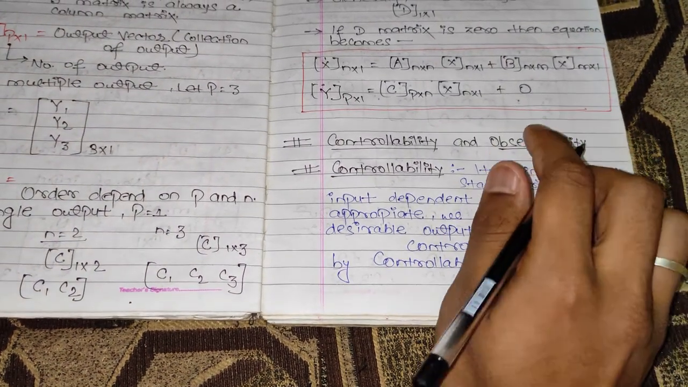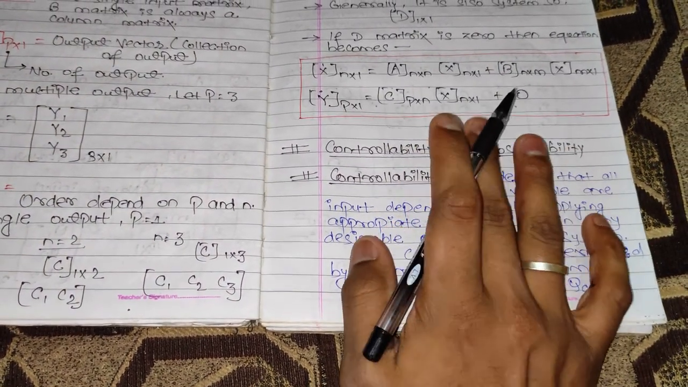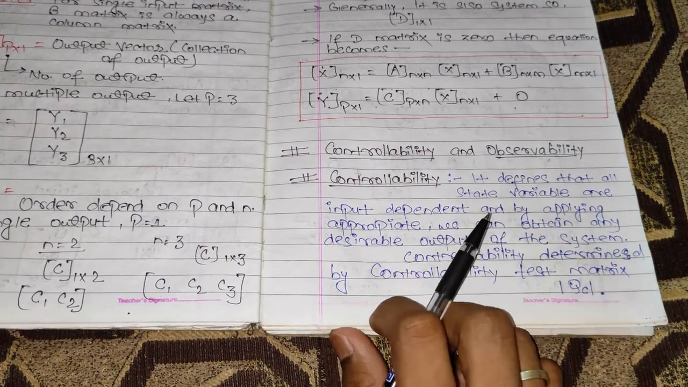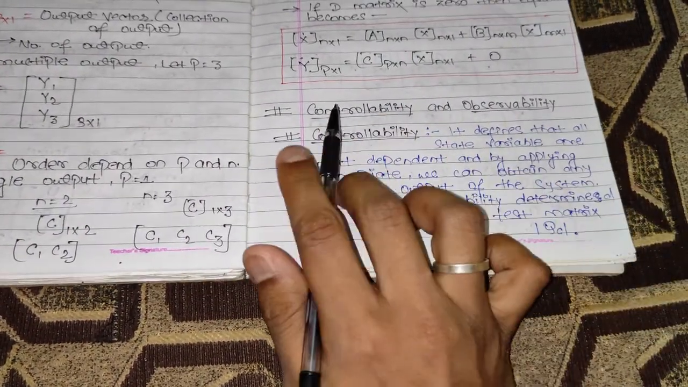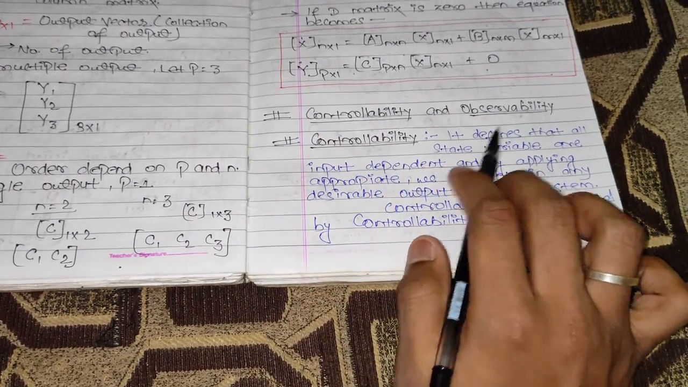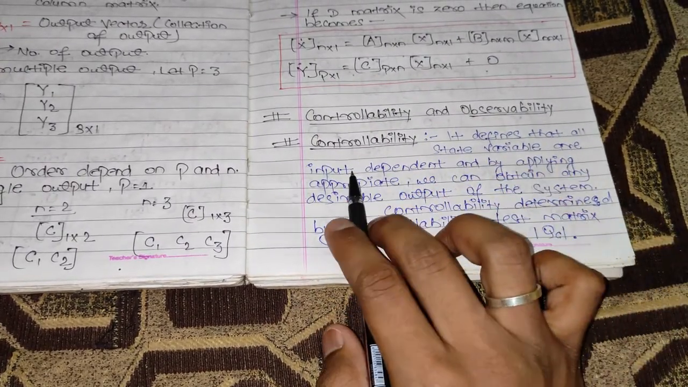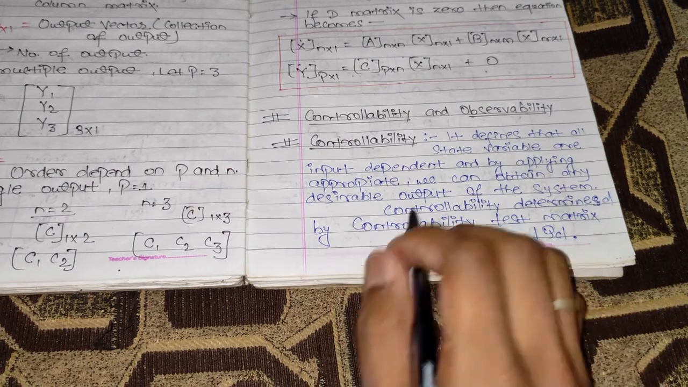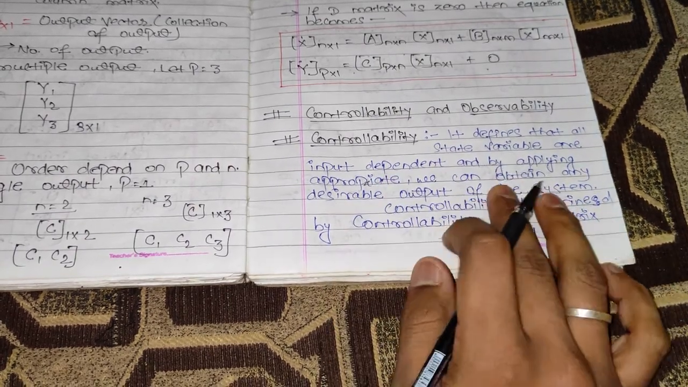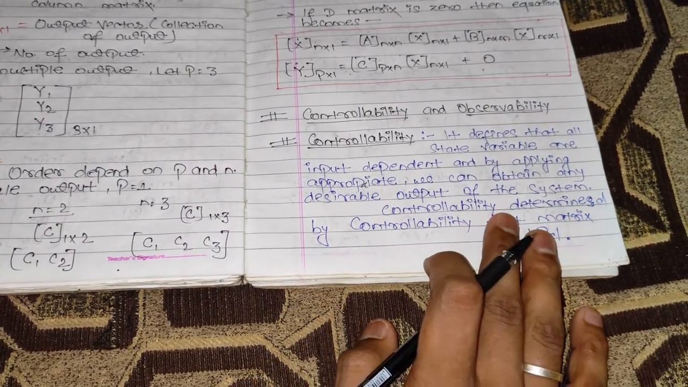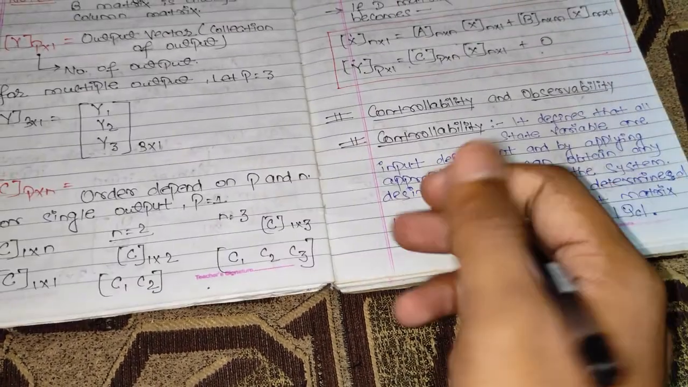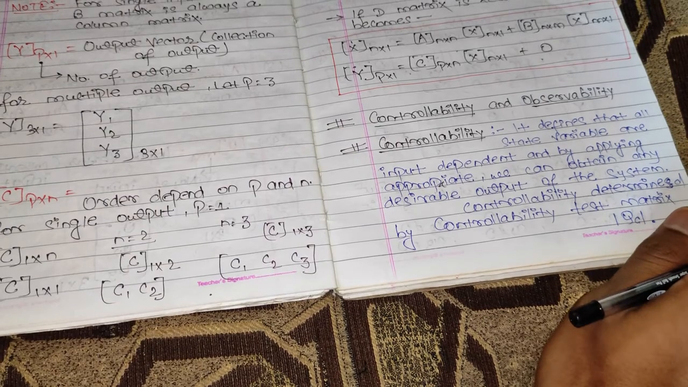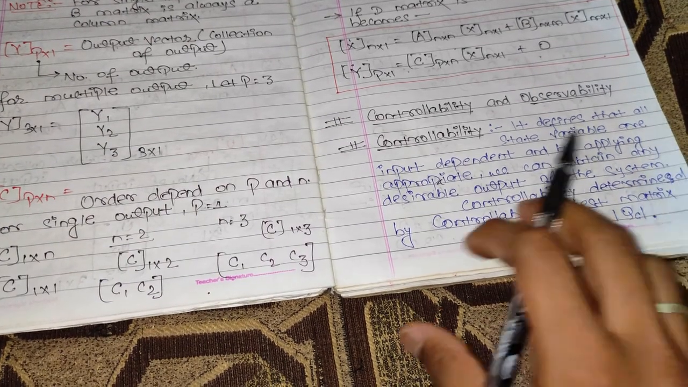So in our last video we completed the standard representation of the state variable method. Today's lecture we will cover controllability and observability. First, what is controllability? It defines that all the state variables are input dependent, and by applying an appropriate input we can obtain any desirable output of the system. The matter now is how we can find whether a system is controllable or not.